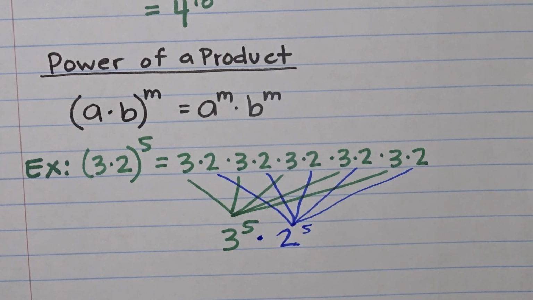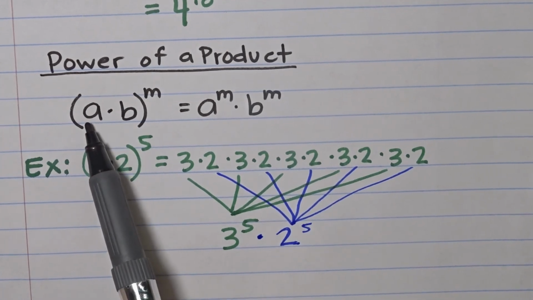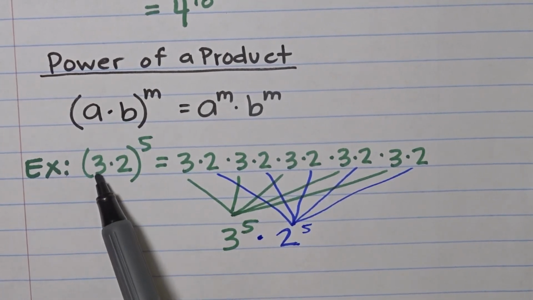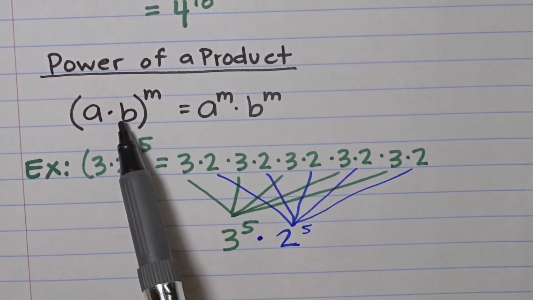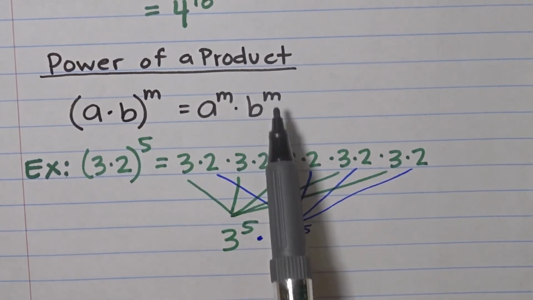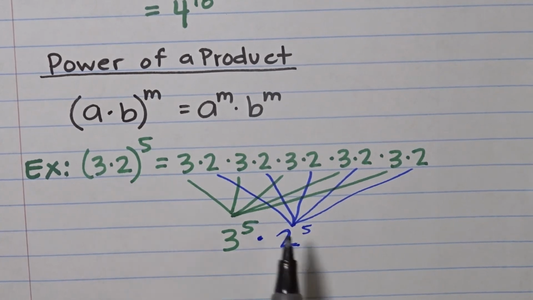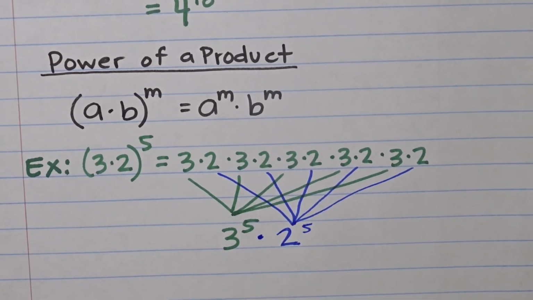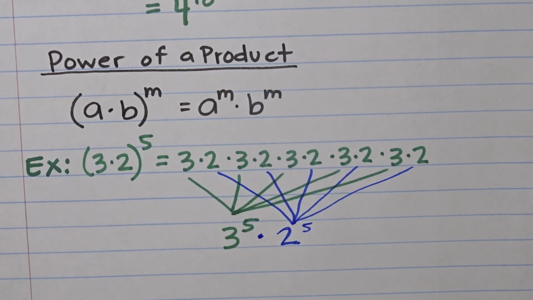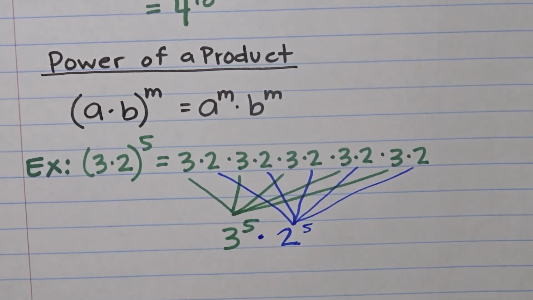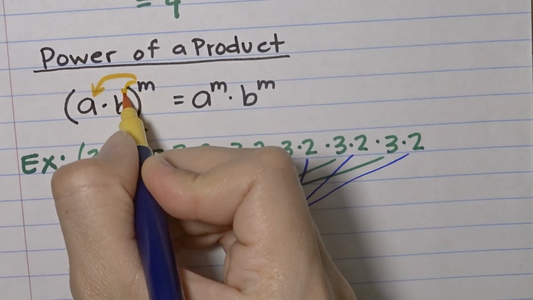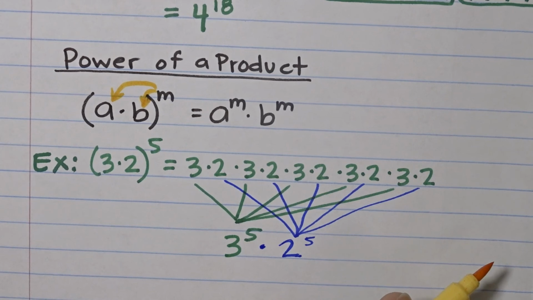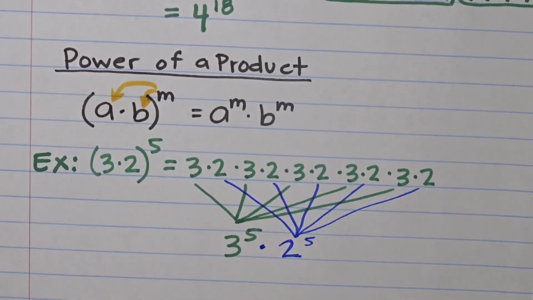So you realize I didn't have to do all that. I really just had to say, oh, A is going to show up m times: 3 is going to get multiplied 5 times, and B is going to get multiplied m times also. That would be 2 gets multiplied 5 times also. The way I like to think of this is it's not really a distributive property, but it's kind of like you are distributing it. The m is going to go on this one, and the m is also going to go on that one. So they both get raised to the m power.